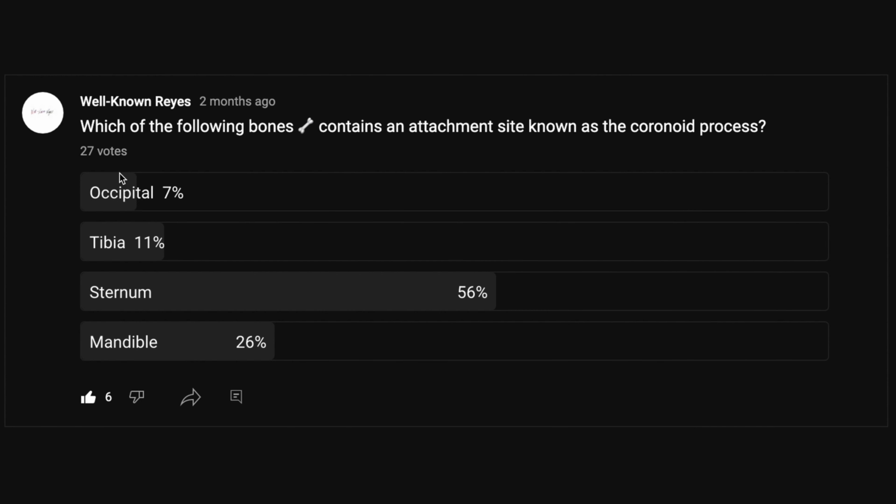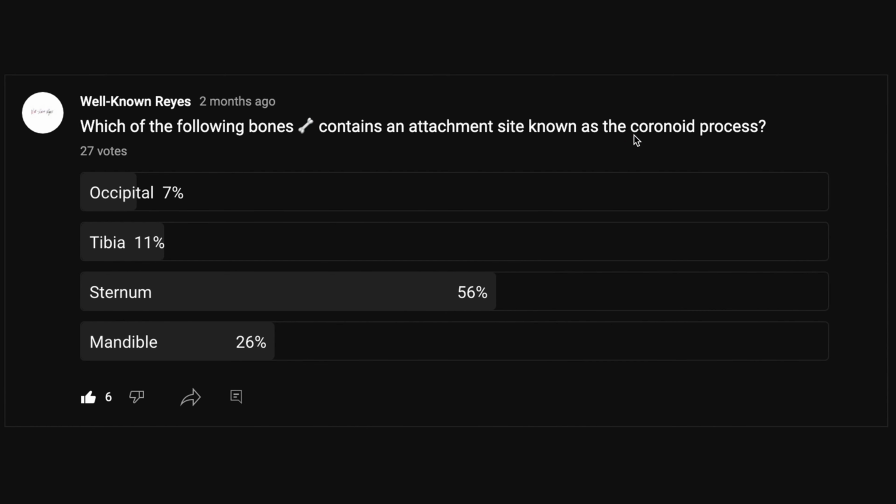All right, so in the community tab, I asked you which of the following bones contains an attachment site known as the coronoid process. 7% of you said it was the occipital, 11% of you said it was the tibia, 56% of you said it was the sternum, and 26% of you said it was the mandible. Thank you to the 6 people who liked this post. So a majority of you said it was going to be the sternum. So let's go ahead and see if this is the correct answer.